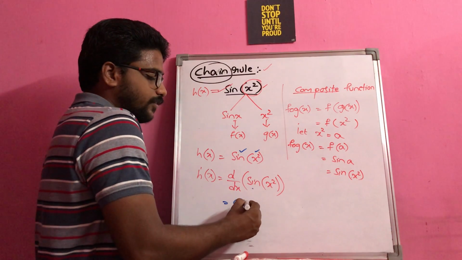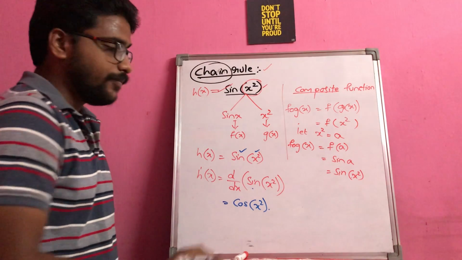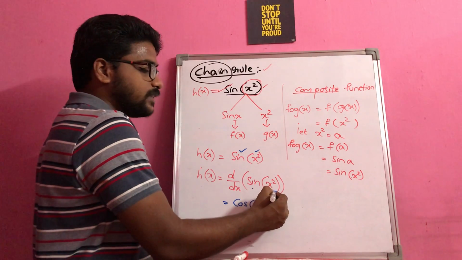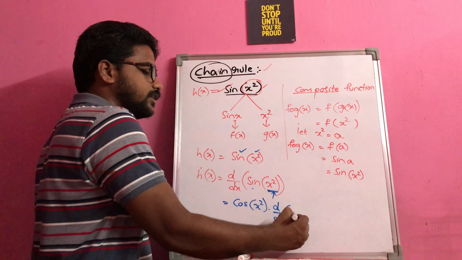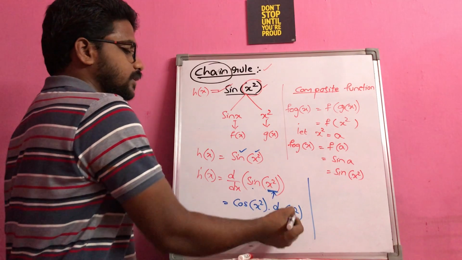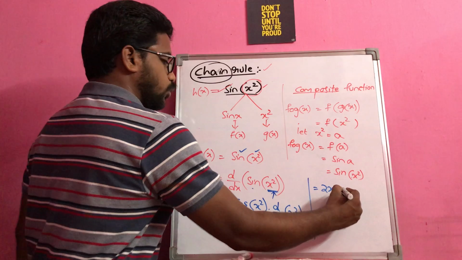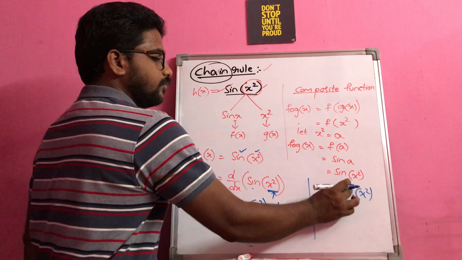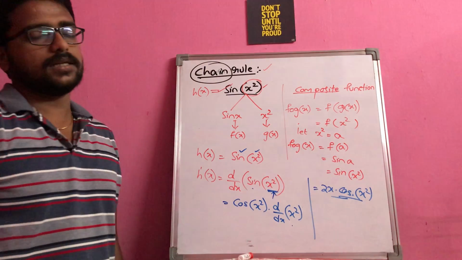So sine function differentiation is cos function, so that will be cos of x square. But this is not x, this is x square. So as this is other than x, you have to go for inner derivative for this, that is d by dx of x square. So we know that d by dx of x square means 2x. Finally, my answer will become 2x into cos of x square. 2x into cos of x square is my answer.